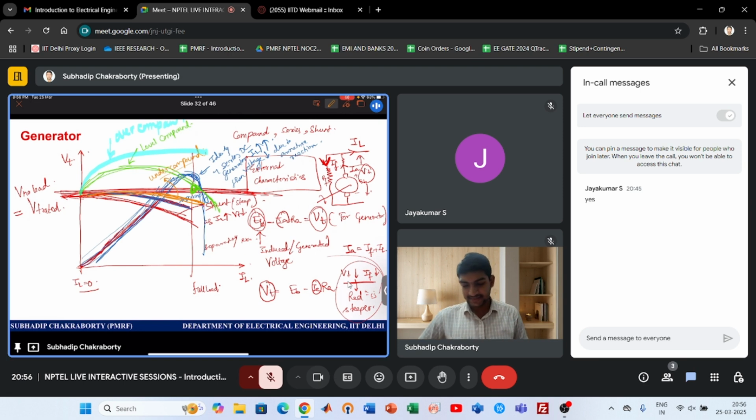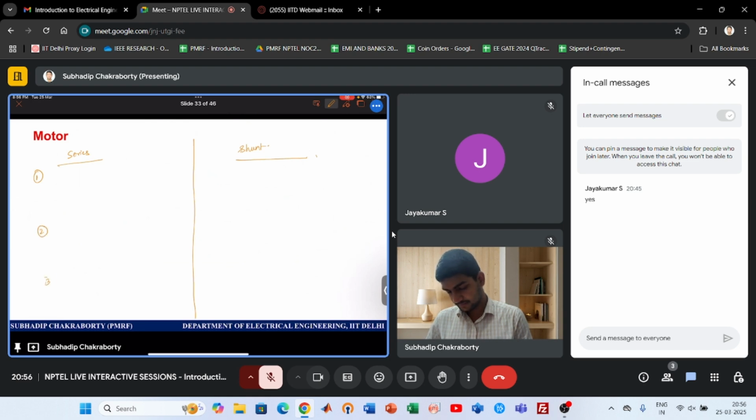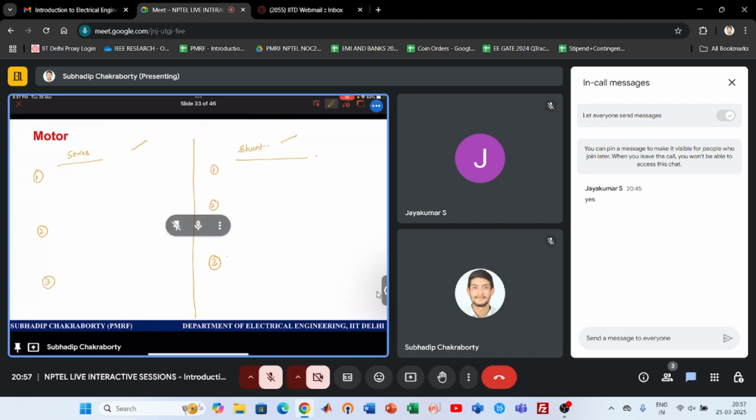So this was for the generators, and coming to the motors, I will only do series and shunt, right? The characteristics. So there are 3 characteristics, and the remaining 3 are for the shunt, right? If you understand these 2, then you can easily understand the cumulatively compound machines. Up to this you are with me, right?